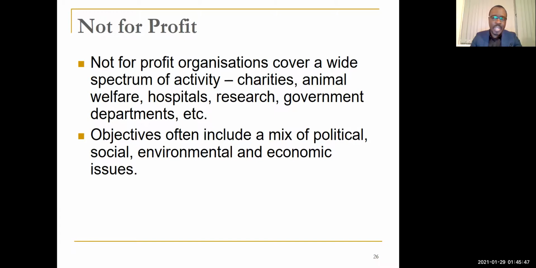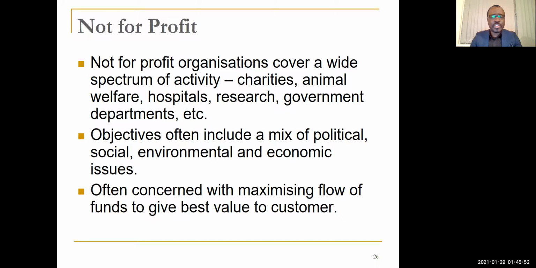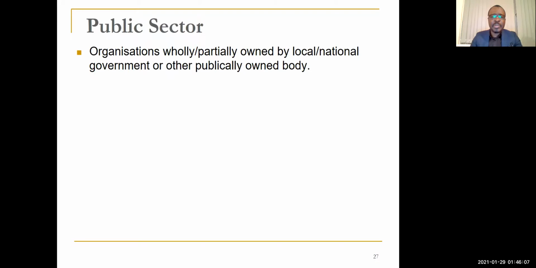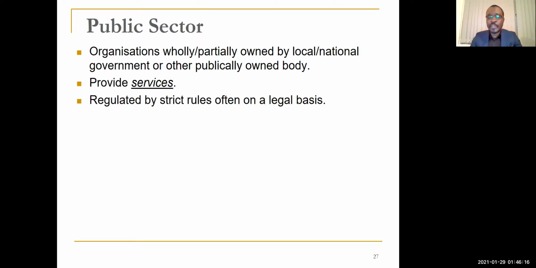So they have quite sometimes diverse objectives which they need to meet, often concerned with maximizing flow of funds to give best value for customers. So we normally say value for money, okay? So as you are in UWS, you're getting value for money. And we also have the public sector, which we can differentiate from the private sector, okay? Public sector organizations are wholly or partially owned by the national or local government or authority, other than publicly owned body, okay? And they provide services, okay?